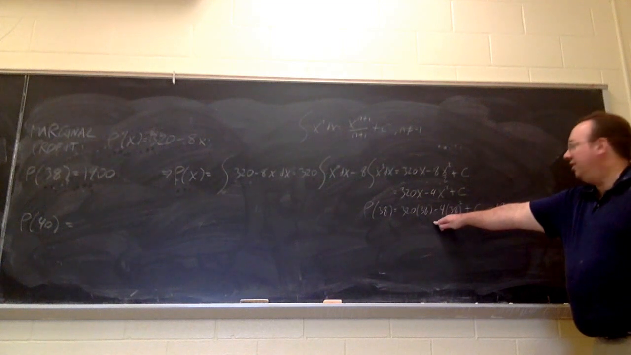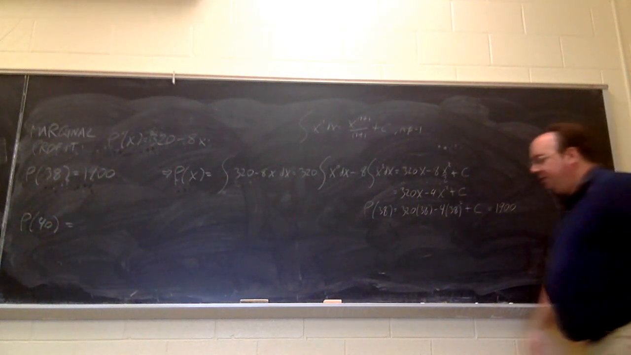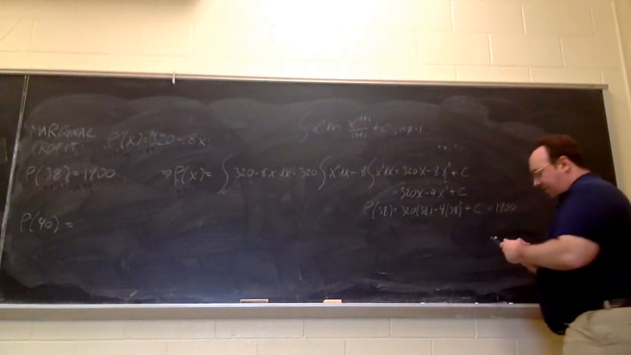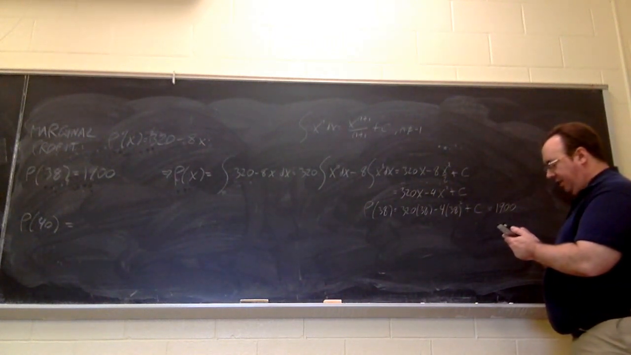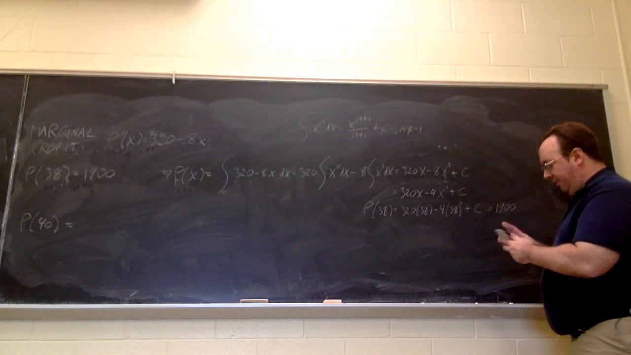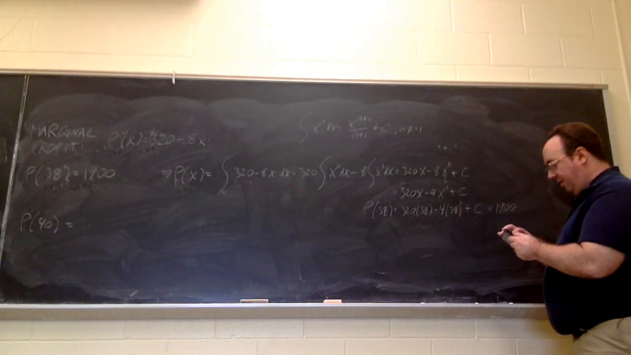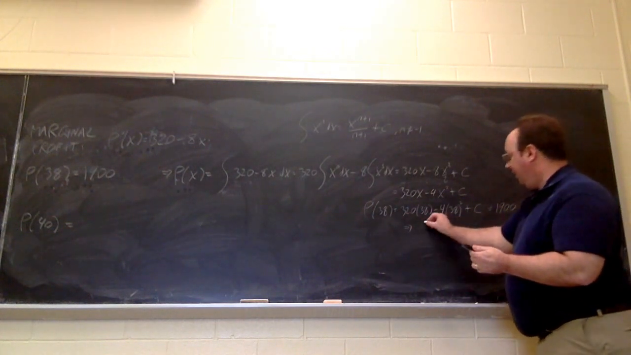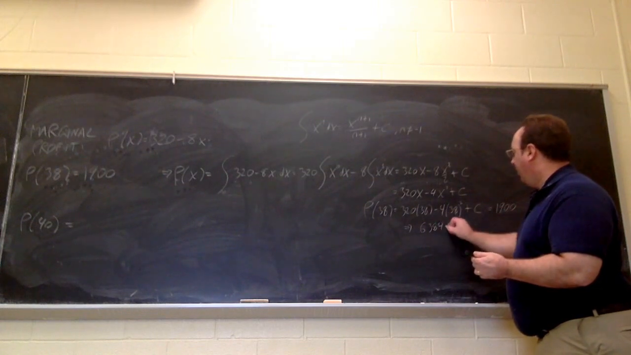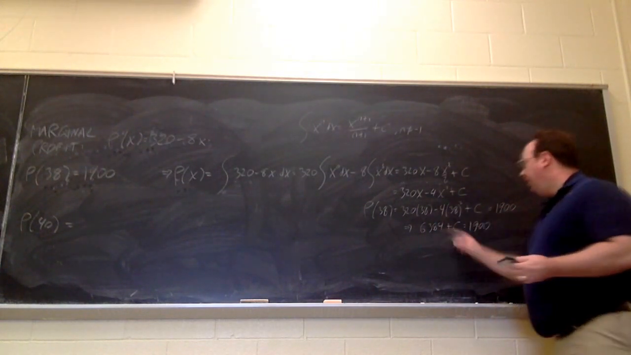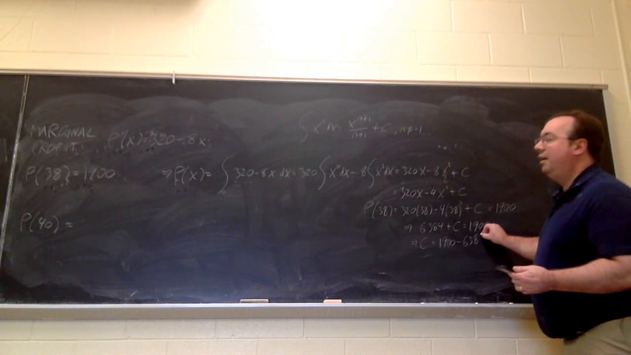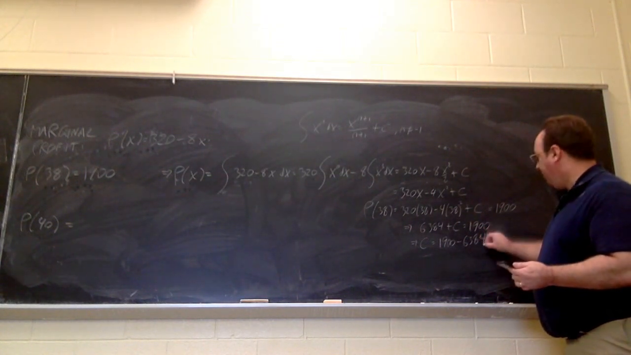That means working out this first part. I'm going to use a calculator for that, since the numbers are going to get kind of big. So I have 320 times 38 minus 4 times 38 squared. What I get is that these numbers add to 6384, plus c, and that must equal 1,900. So c is equal to 1,900 minus 6384.